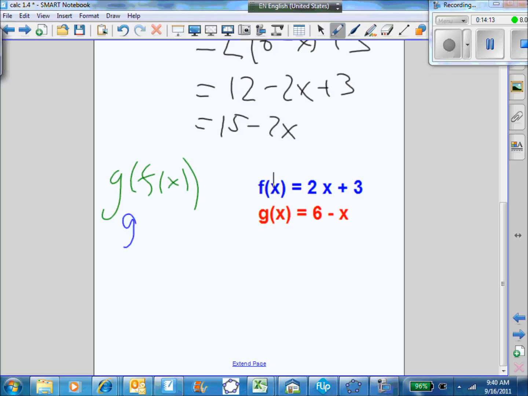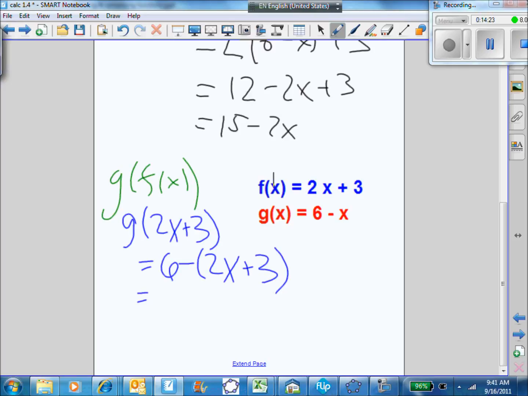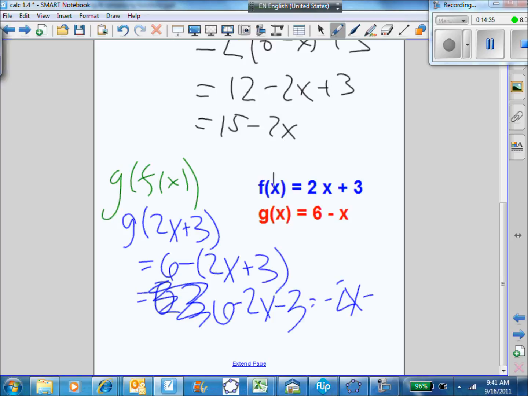So that's g of 2x plus 3, which equals 6 minus 2x minus 3, which equals minus 2x plus 3. That's right? Great. And I'll paste that diagram on here so we have pictures of everything we did to check it. If there are any mistakes, I'll fix it.